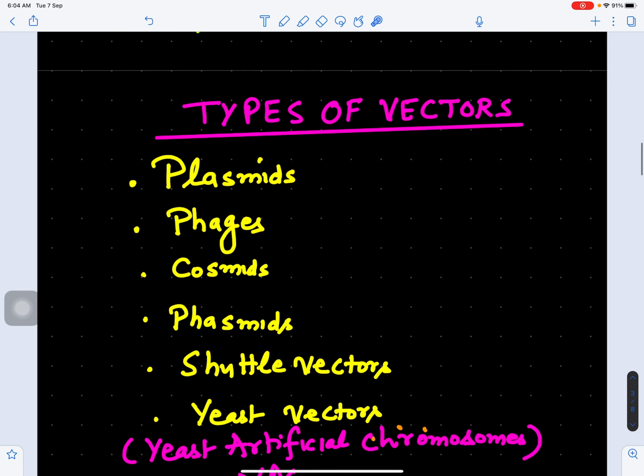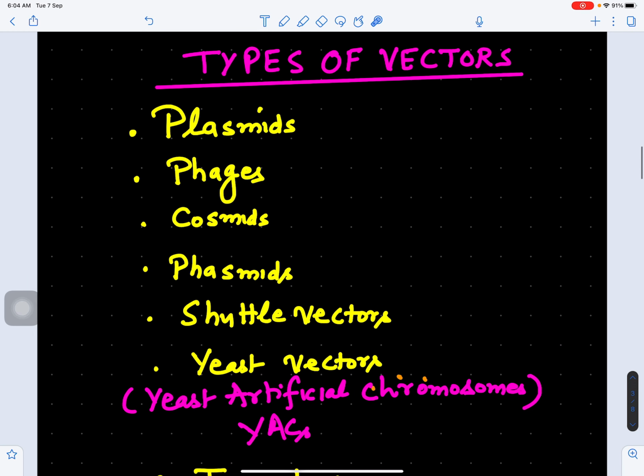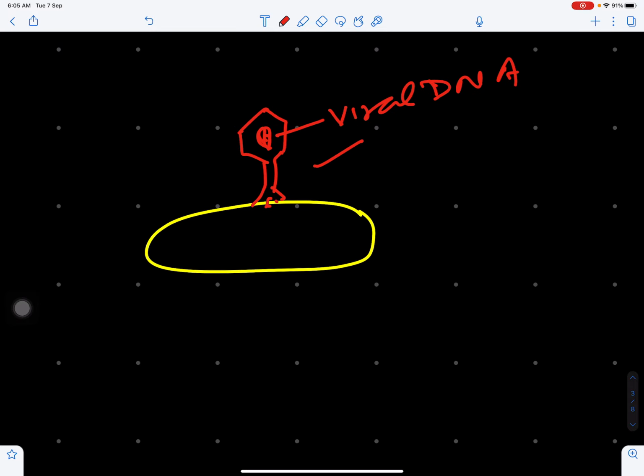Next is what types of vectors we can use for genetic engineering. One, we can use plasmids, as we have discussed. Second is phages. Supposing this is a bacterium and this is the virus which is parasitizing the bacterium. This is the viral DNA. These viruses which parasitize bacteria are called phages.